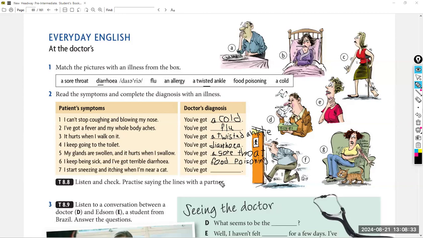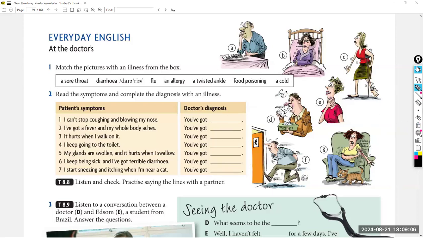You've got an allergy. So these are the symptoms, and here we have the diagnosis or the diseases. Now please check yourself if you matched the diseases that we have with the correct pictures after writing the diagnosis.